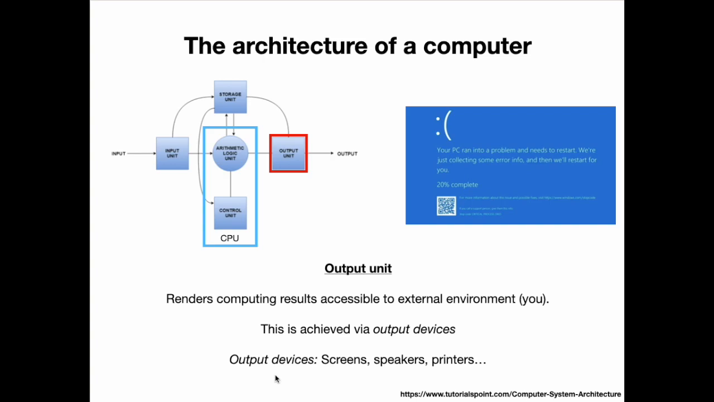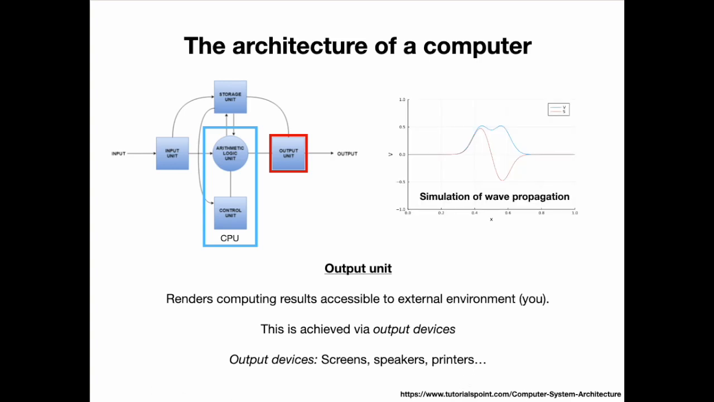But it's not only screens. Output devices can also be speakers or printers, for example. Luckily, in BP13, we are aiming at having successful results. So that's another type of output. And that's the result of a simulation of wave propagation. It's something we are going to code together at the end of the lecture. So this is a visualization now of a computer simulation of a numerical model that you're going to have to do as an exercise later in the lecture.